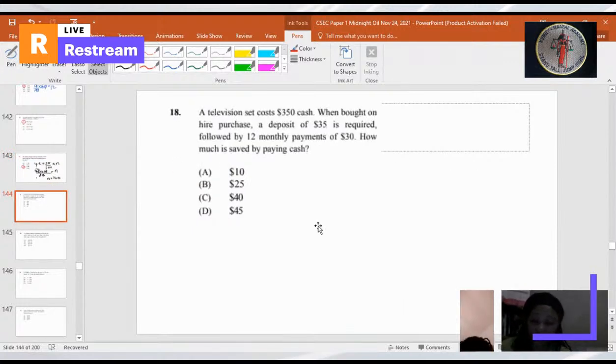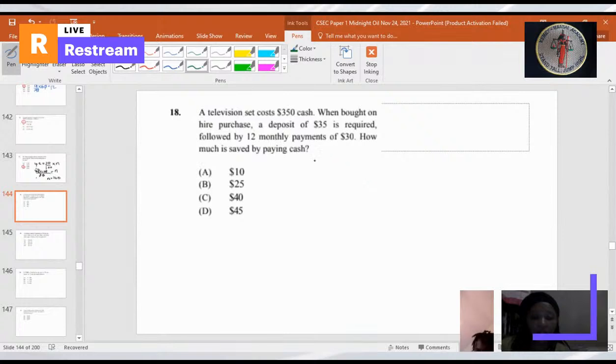Read number 18, please. Okay. Number 18. A television set costs $350 cash. When bought on hire purchase, a deposit of $35 is required, followed by 12 monthly payments of $30. How much is saved by paying cash?